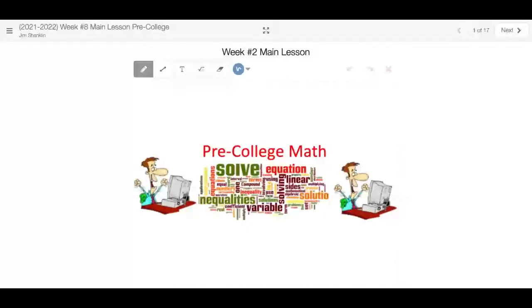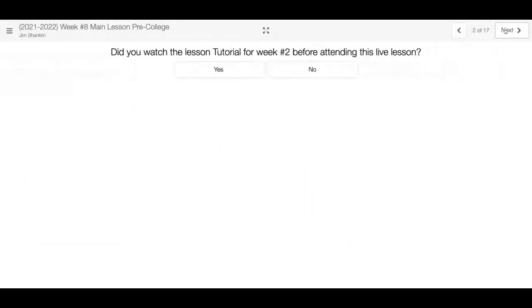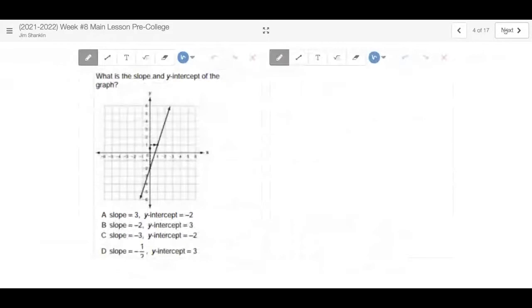Now the first problem on the practice for this week: what is the slope and y-intercept of the graph? Well, the y-intercept is pretty easy. The y-intercept here is equal to negative 2. And to find the slope, if they give you a graph, you just go rise over run. So I go up 1, 2, 3 over 1. So my slope is going to be 3. So slope is 3, y-intercept is negative 2. I'm going to go with letter A for my answer.